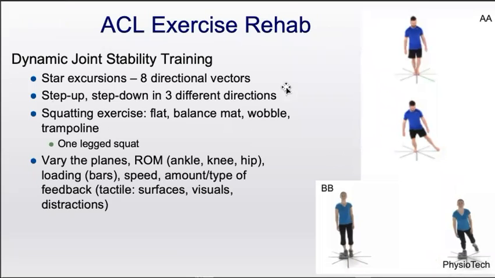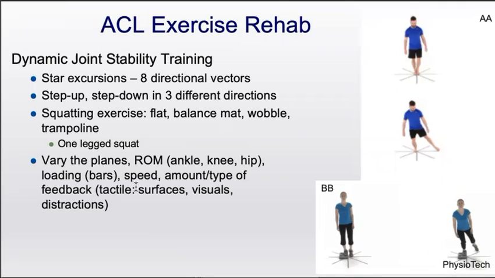Again, that's that star excursion that I just mentioned in the last slide. Once they've mastered that, you can make it a little bit more challenging. You can get them to stand on, say, a towel or a pillow. You also will want to do more dynamic joint stability, so some step ups, some step downs, and some squatting using a flat surface, a declined surface, wobble boards, trampolines.